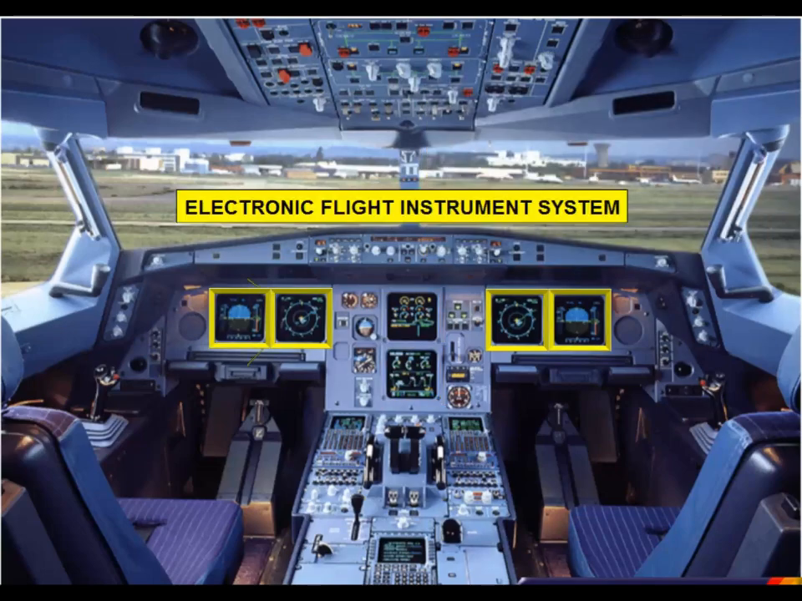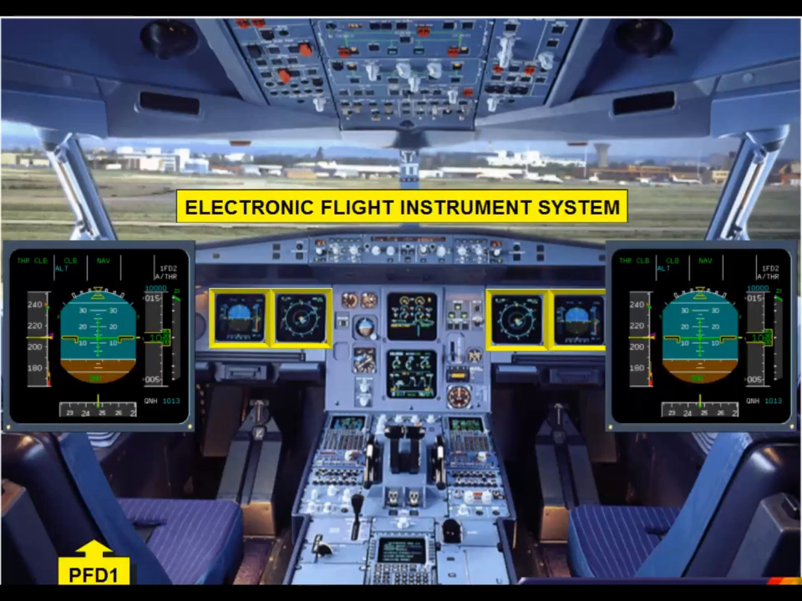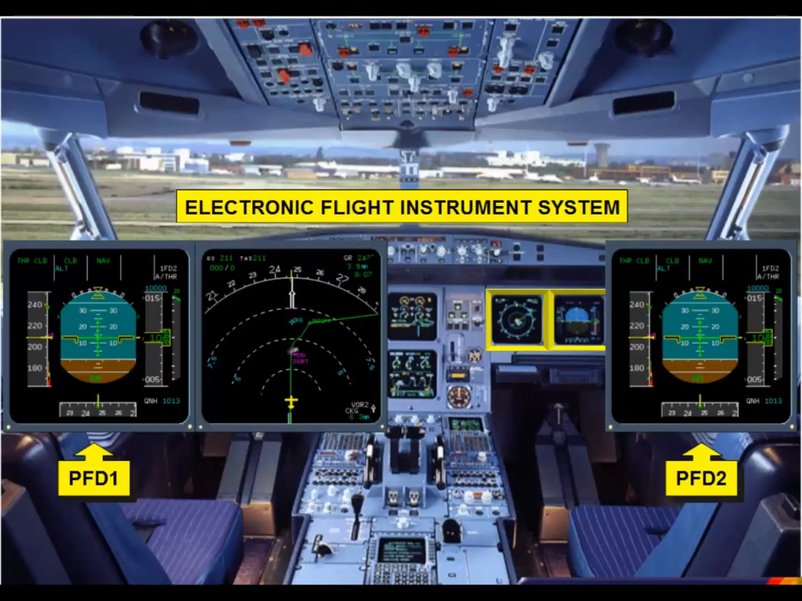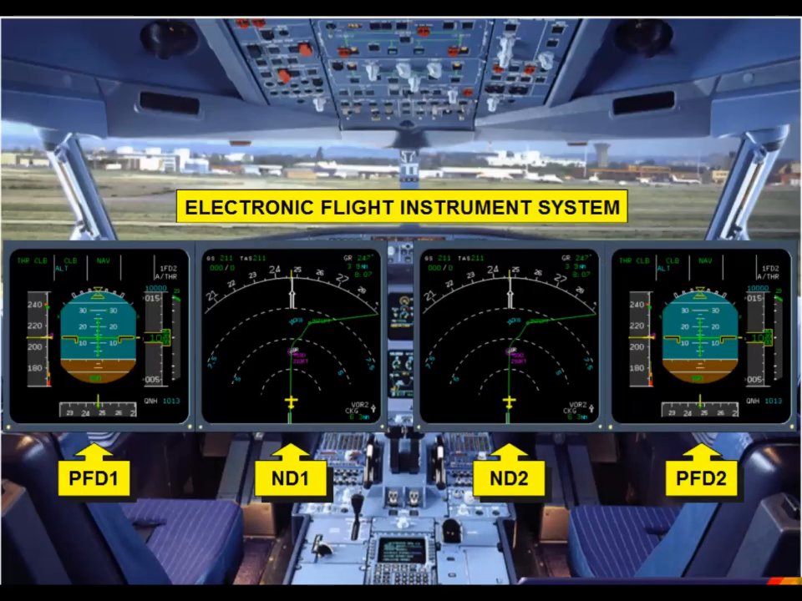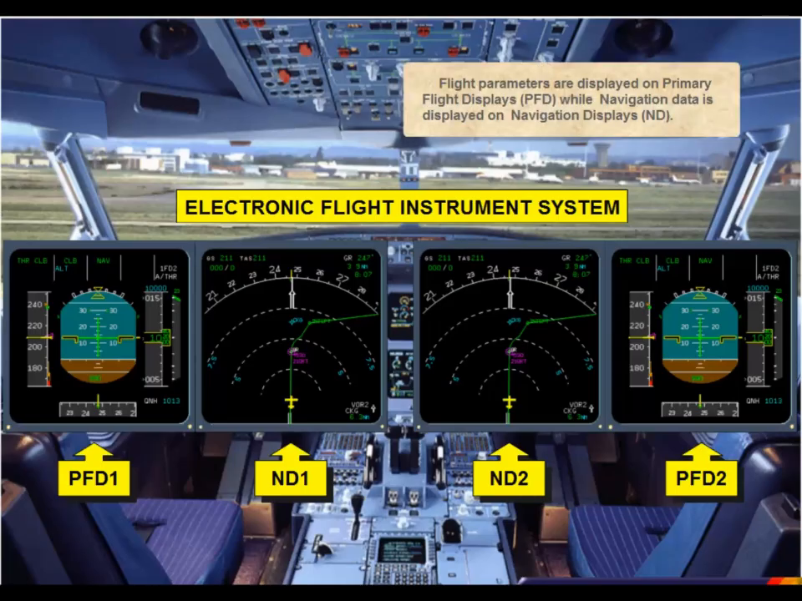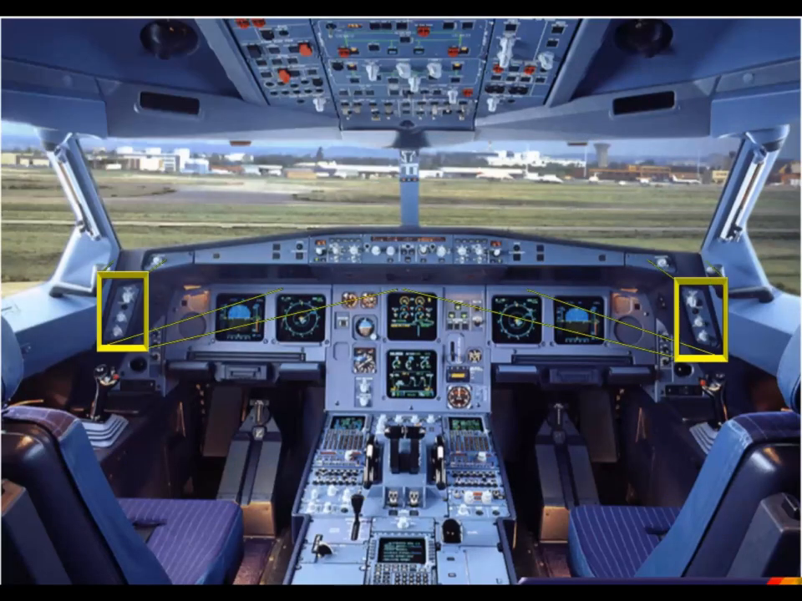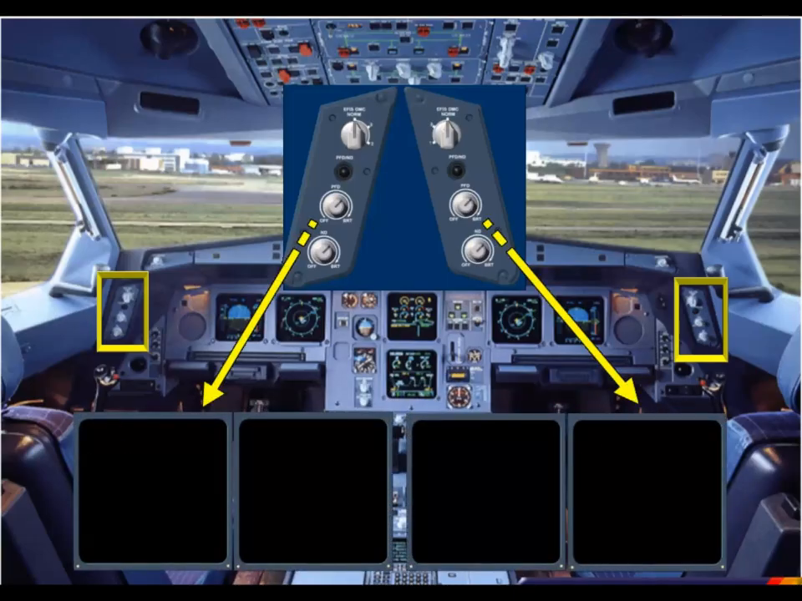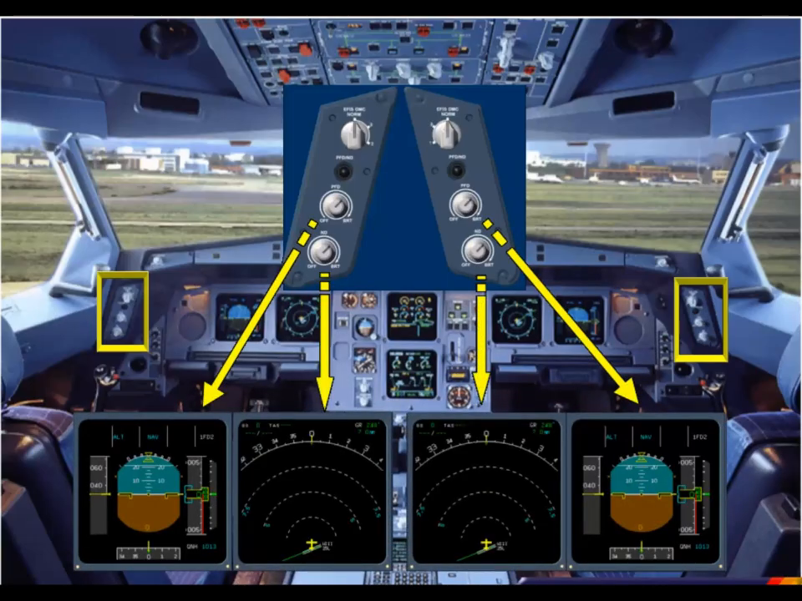Flight parameters are displayed on primary flight displays, PFDs, while navigation data is displayed on navigation displays, NDs. Outboard of the PFD are control knobs to adjust the brightness of the associated PFD and ND, or to turn the display off.